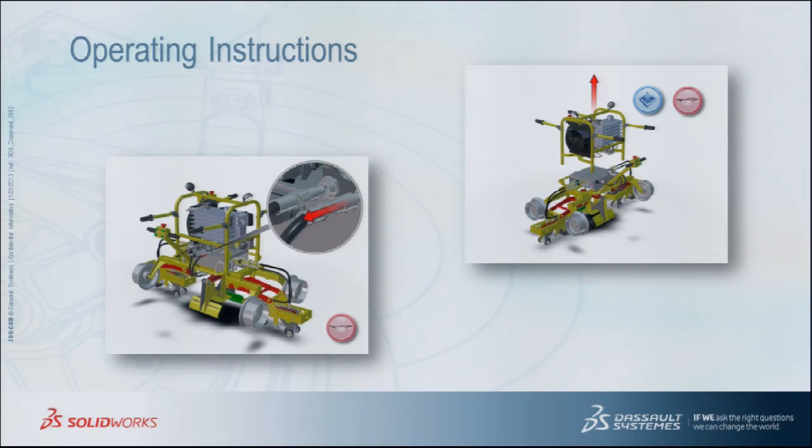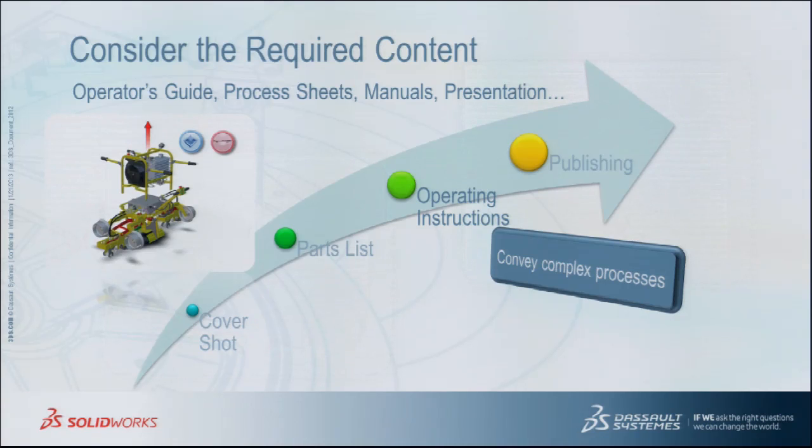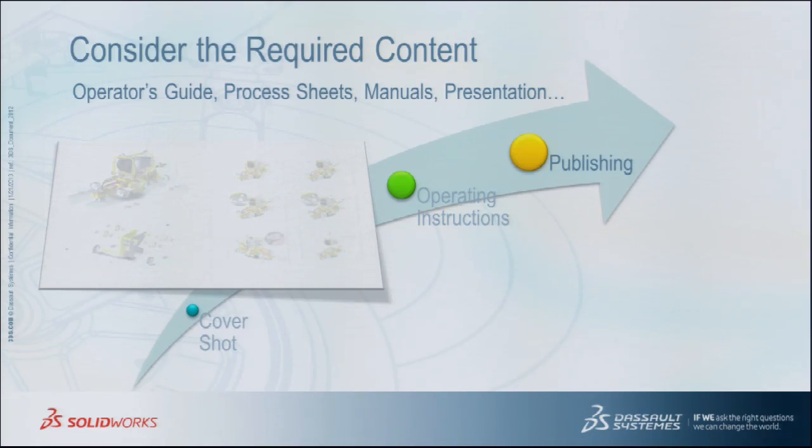So we see that we can create a lot of different information within SolidWorks Composer to help create operating guides, to help us convey nice, complex processes quickly, easily, and in such a way that we don't have to write a lot of extra text to describe exactly what's going on in the process. Now, naturally, we're going to have to publish that content.